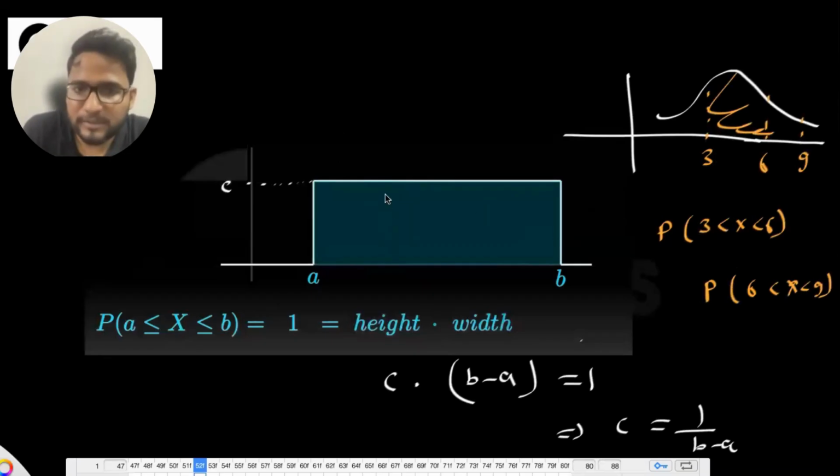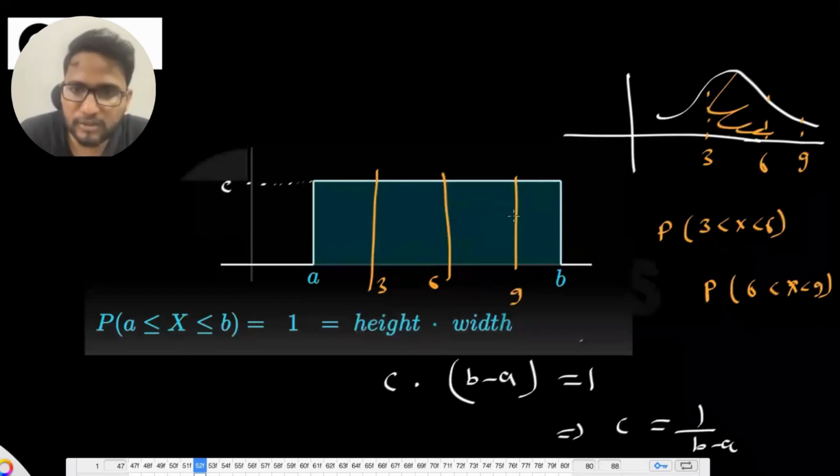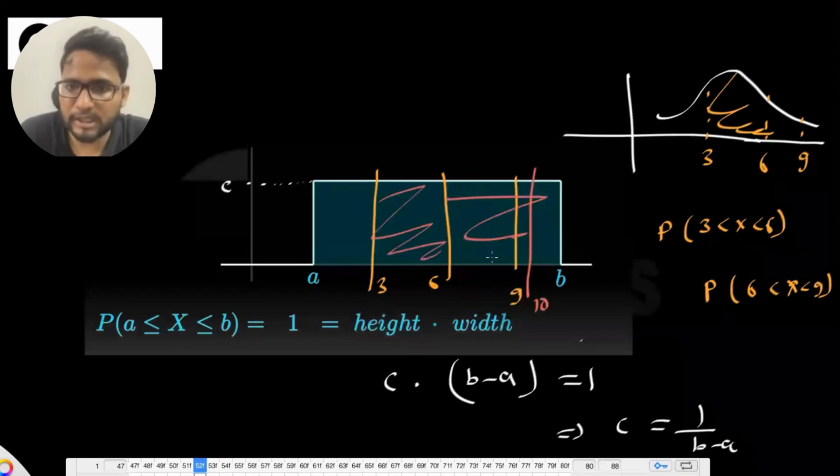But here, let's suppose I have 3 to 6 or some interval here. This is 3 to 6. Here, maybe 6 to 9. Here, tell me, is 3 to 6 greater or 6 to 9 greater? Same, right? What about 3 to 6 and 6 to 10? Let's suppose this is 6 to 10. Which one is greater? 3 to 6 or 6 to 10? This one.